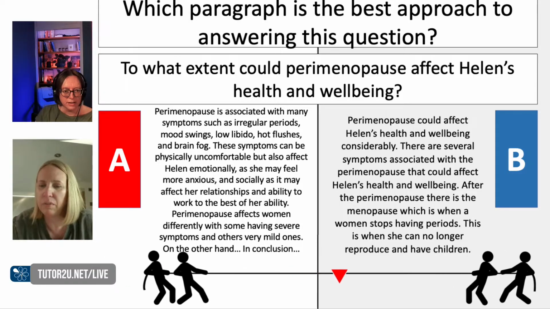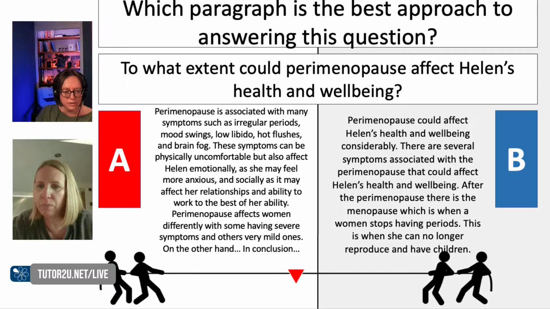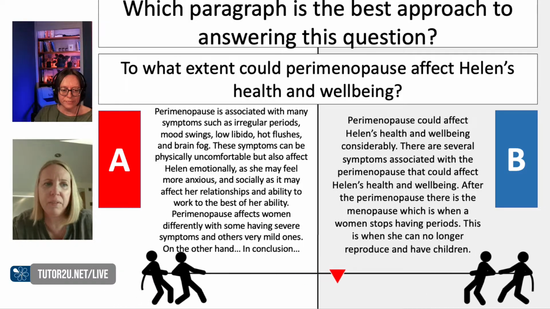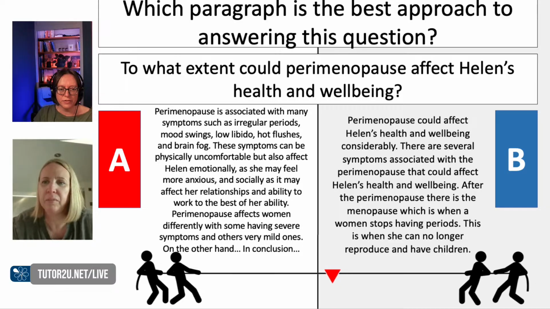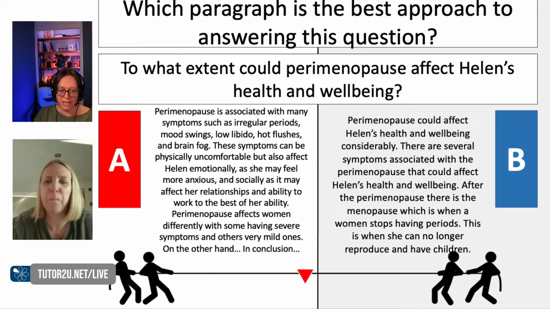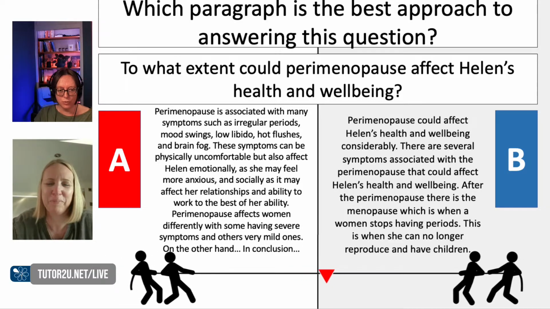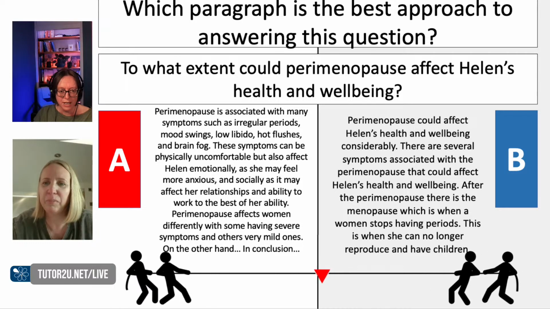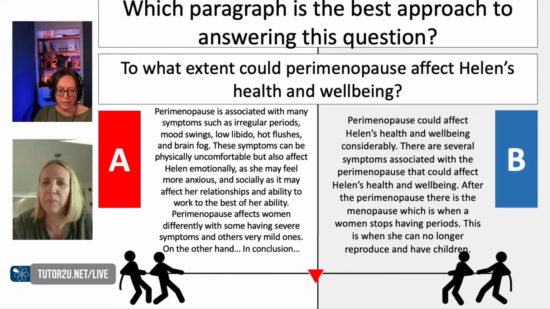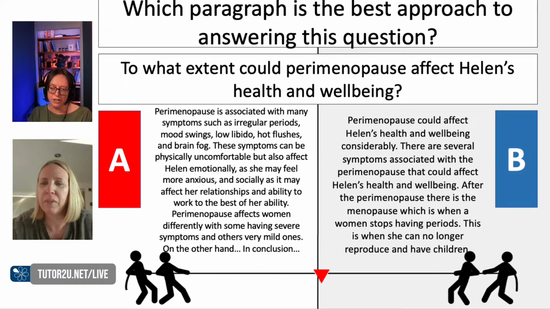Okay. So Fritz says A, due to the fact that B doesn't give that much of an answer, repeats the question before actually getting to the point, whereas A gave more than 1 point. Yep. Charlie's saying B says periods stop. They don't stop until menopause. The question is on perimenopause and its effects. Yeah, that's a good point, Charlie.